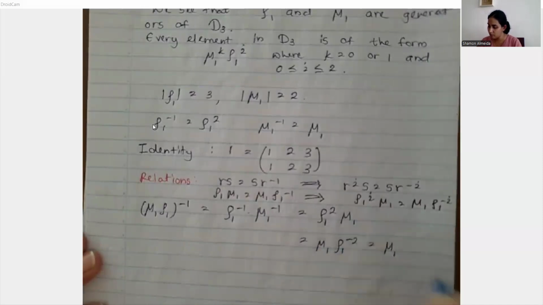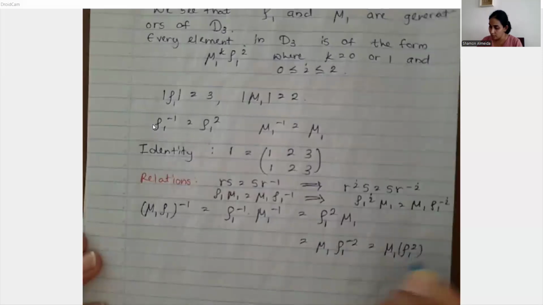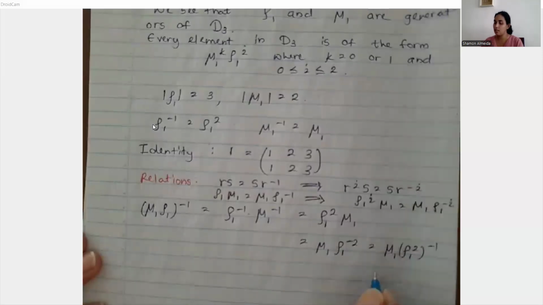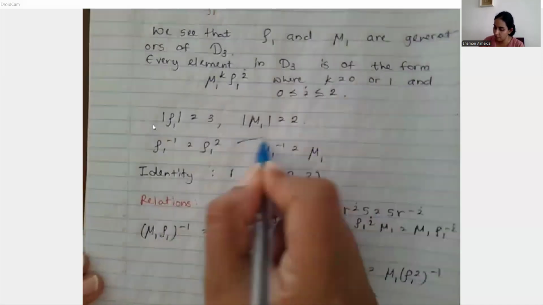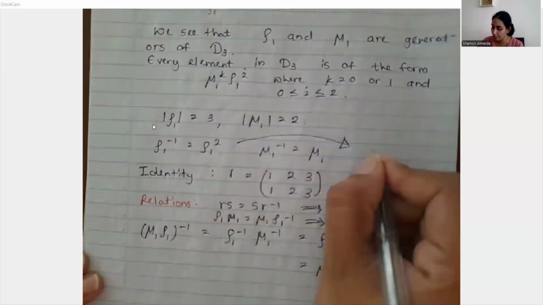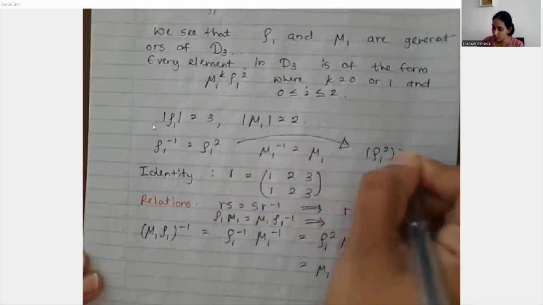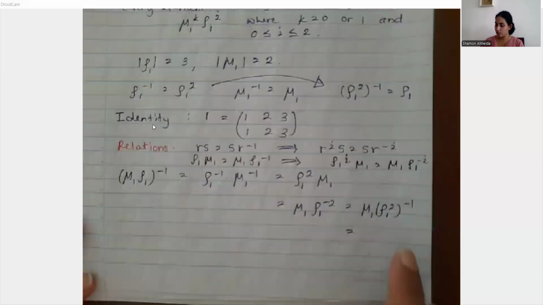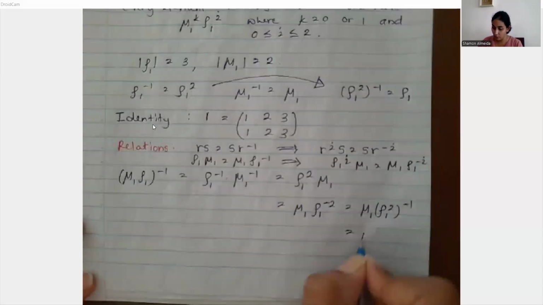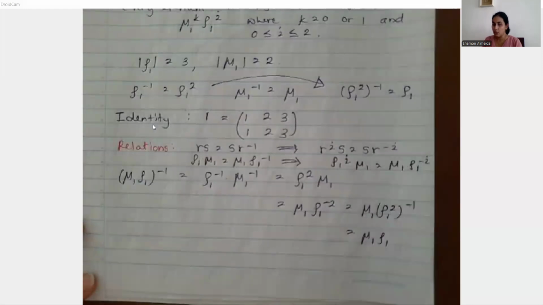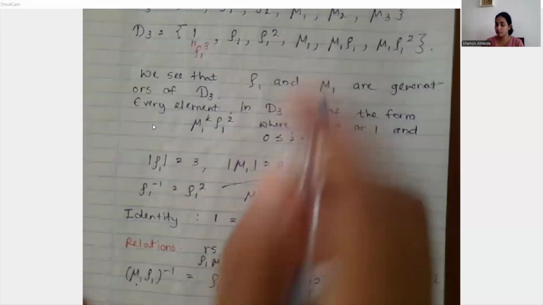This is what? Mu 1 times the inverse of rho 1 squared. We know the inverse of rho 1 now. Over here itself, from here we can deduce the inverse of this is what? Rho 1. So this will simply be replaced by rho 1. We have mu 1 rho 1. So the inverse of mu 1 rho 1 ends up being the element itself, right? You can similarly find the inverse of mu 1 rho 1 squared.